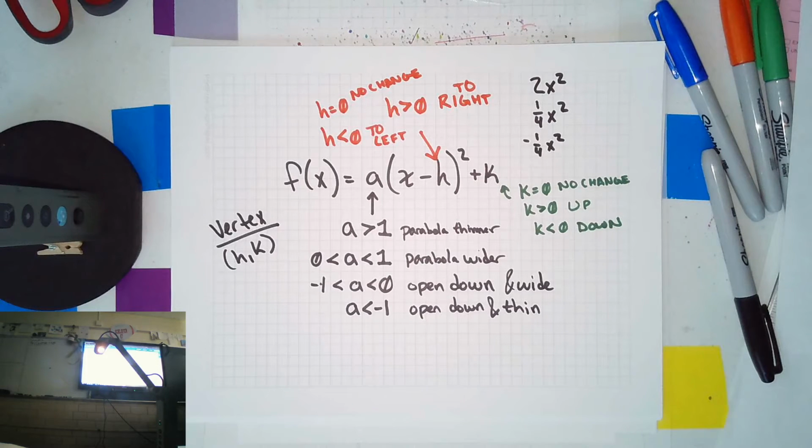Let's do challenge number 4. Ooh, tricky. Parabola that goes through those. Vertex has to be here. Remember, your vertex tells you what your H and K have to be, right? 4 to the right and 2 down. 4 to the right and 2 down is where we want our parabola to start.